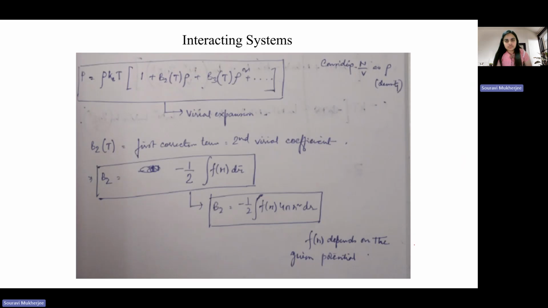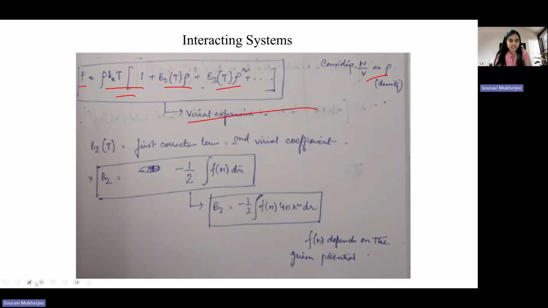Now what you can do is consider n by v as density rho, and try to write a general expression for pressure. The first term is the ideal gas term. Then you have a second term which is coming because of the interaction. Then gradually you have all the other terms. Because you're considering low densities, it might be okay to consider only till the first correction term, right? Now this entire description is called the virial expansion.